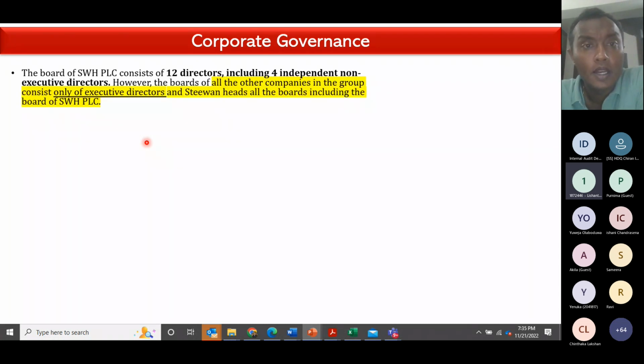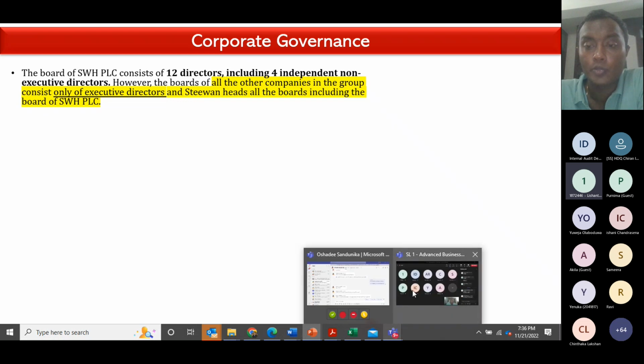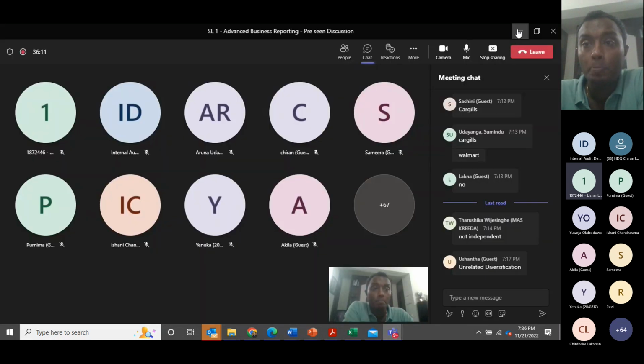Now, this is a very hot slide. What are the governance issues in this case study? This paragraph: the board consists of 12 directors, including 4 independent non-executive directors. However, all the other companies in the group consist of only executive directors, and Stephen heads all the boards, including the board. Now, what are your thoughts on this? How can the examiner use this piece of information for a question? Can anybody use the chat option and tell me what the implications of this are?